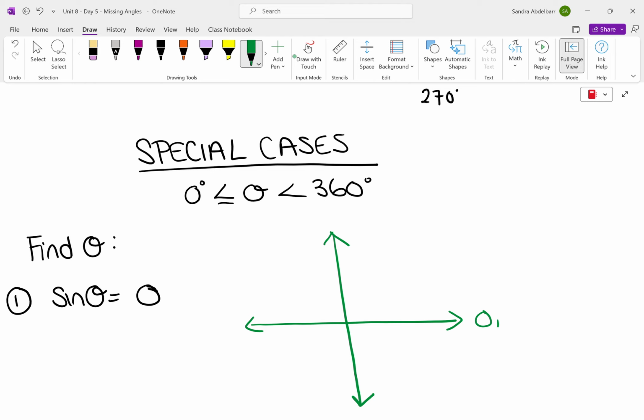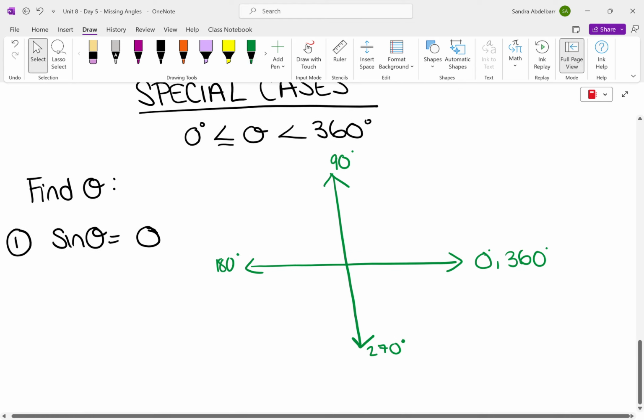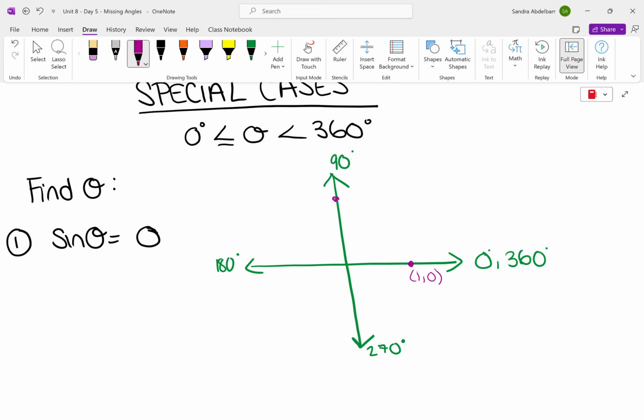unit circle. And with the unit circle, let's go ahead. We have 0, 360, 90, 180, 270. And now we write our unit circle points. Over here it's the point 1, 0. Over here is the point 0, 1. Over here is the point negative 1, 0. And lastly, we're at the point 0, negative 1.